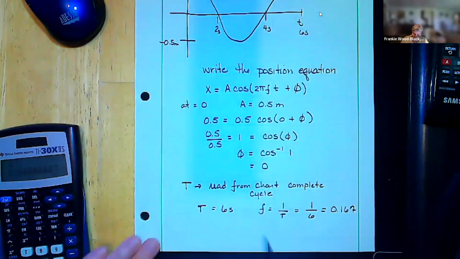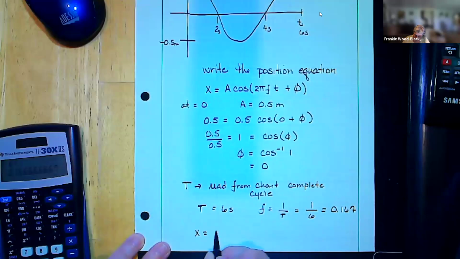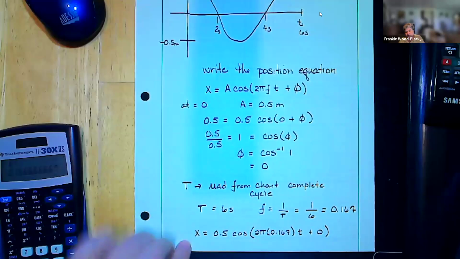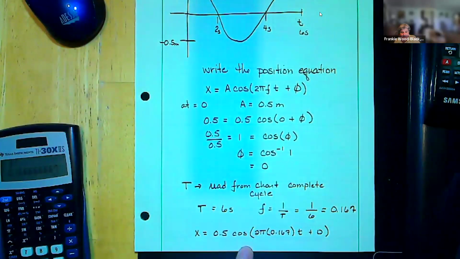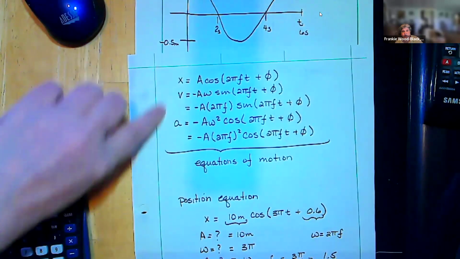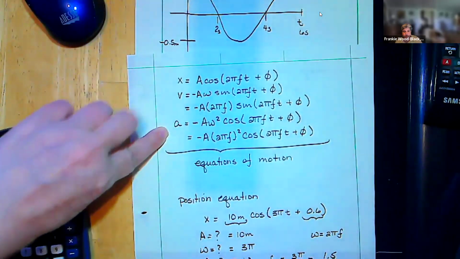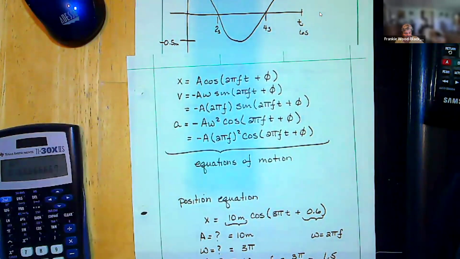So now I have all the information to write out my equation. X is equal to 0.5 cosine 2 pi (0.167 t plus 0). Now I've read it right from the graph and I've gotten my equation. Once you know those components, you can plug them into the other equations because they're the same components for each one of those.